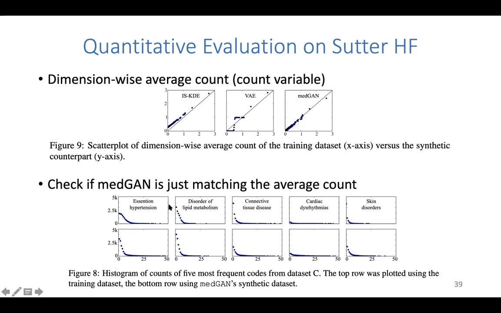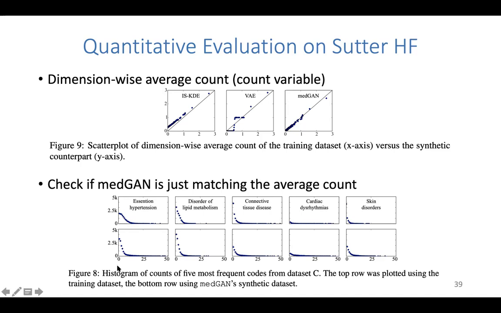Disorder of lipid metabolism occurs only one time for about 4,000 cases. Occurs 2 times for about 2,500 cases, and so on and so forth. And so this is basically the histogram of the occurrence for five disease codes.